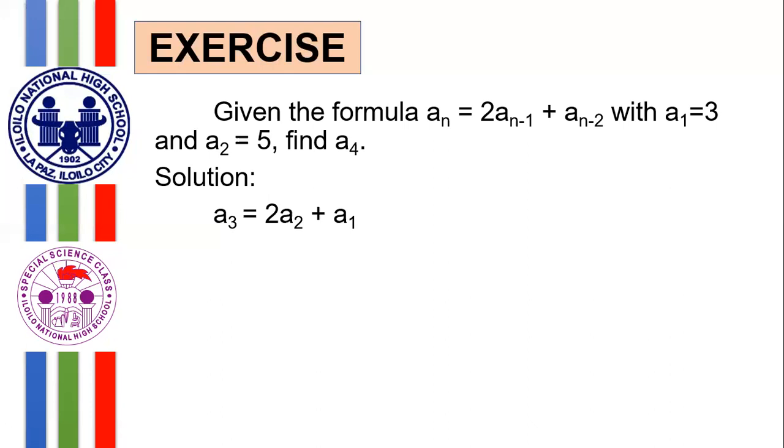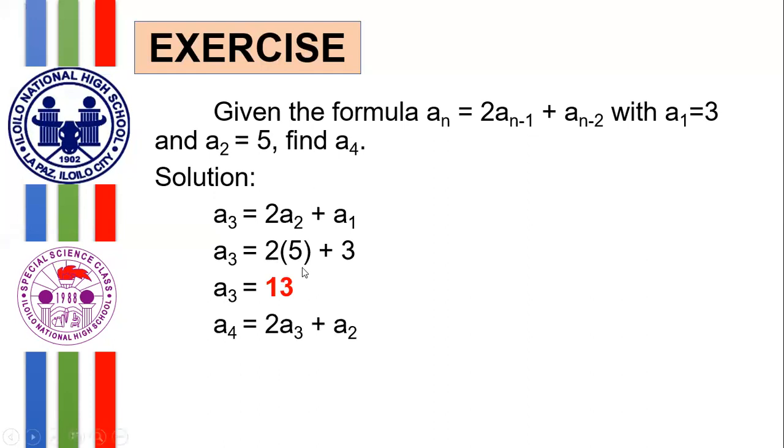But we know that a sub 2 is 5 and that a sub 1 is 3. So substitution gives us a sub 3 equals 2 times 5 plus 3, which is 10 plus 3 or 13. Now that we have the third term, we can now have the fourth term. So we will replace n by 4.